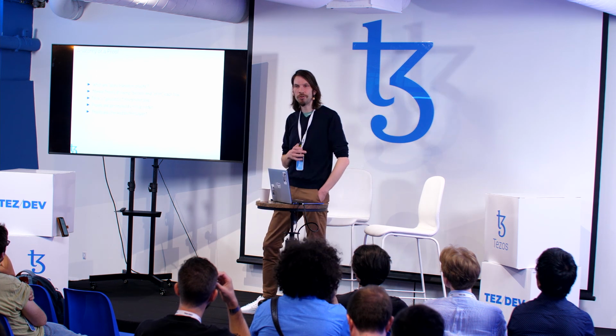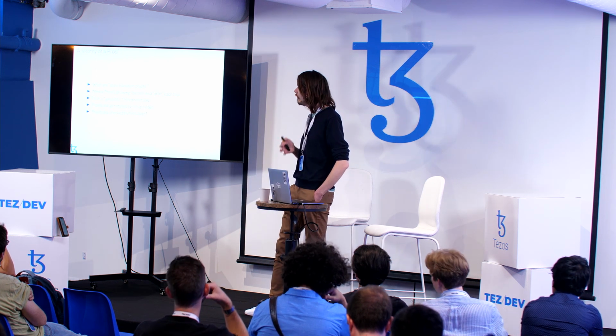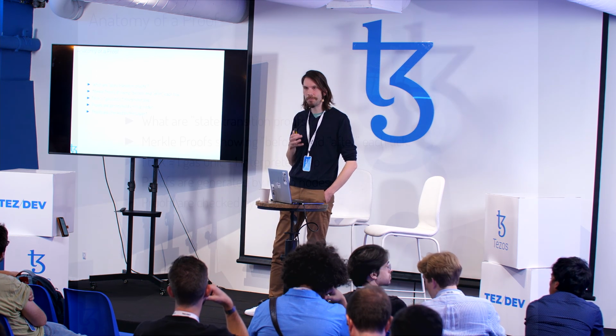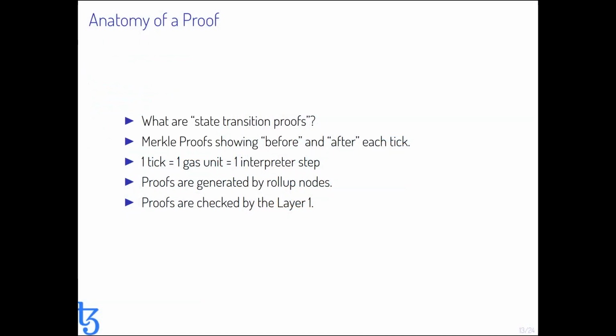So Yann talked before about state transition proofs. So what is a state transition proof? Well, it is a specialized form of a Merkle proof that shows the state, or a projection of the state, before and after one tick of execution. So what does that mean?